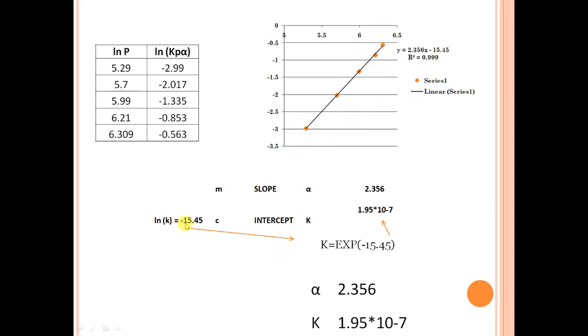So ln k is minus 15.45. That means k is equal to the exponent of this value, because ln is used. Since it is ln, it is exponent, and if it is log, it is 10 power. In this way, I will get the k value to be 1.95 into 10 raised to minus 7.